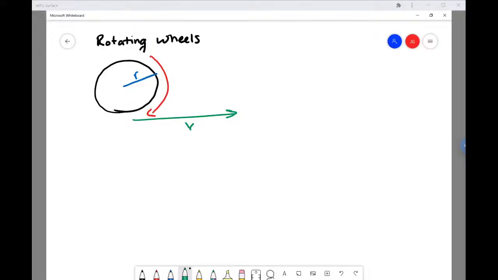And its rotation can be quantified as an angular rotation, omega. So omega has units of radians per second. Speed has units of meters per second. And radius has units of meters. Okay. I'll put those in parentheses.